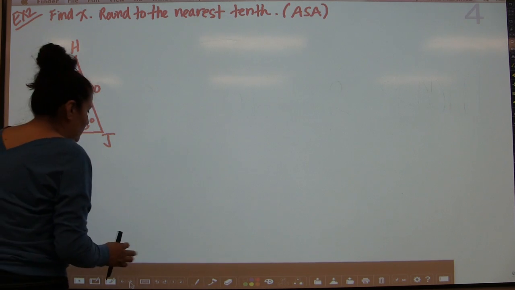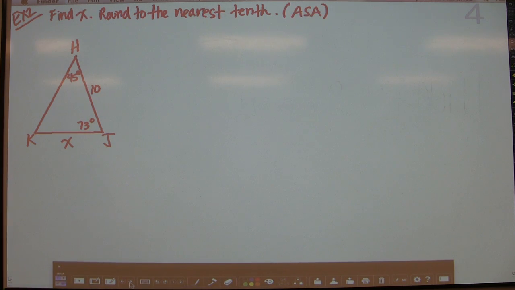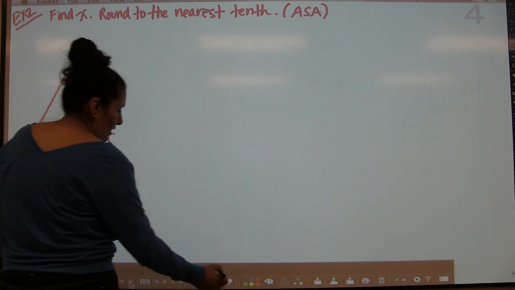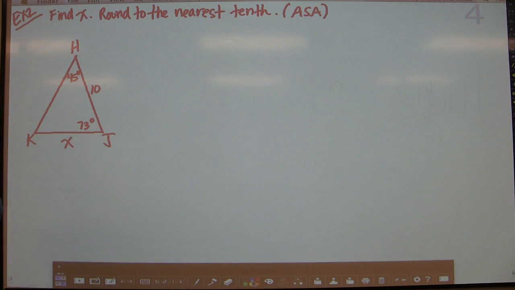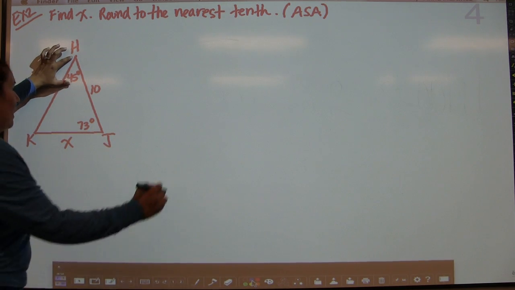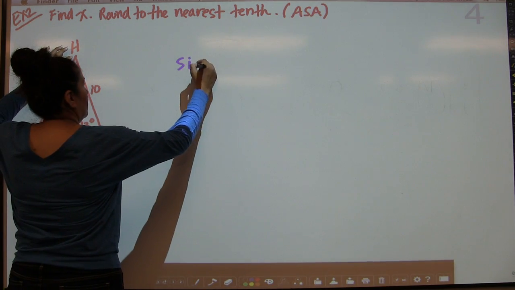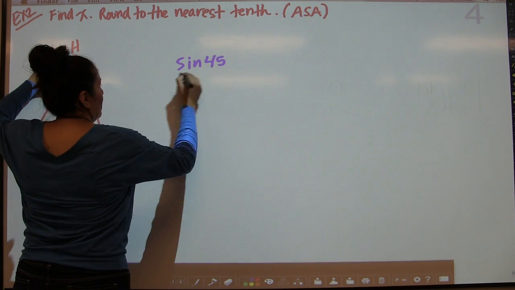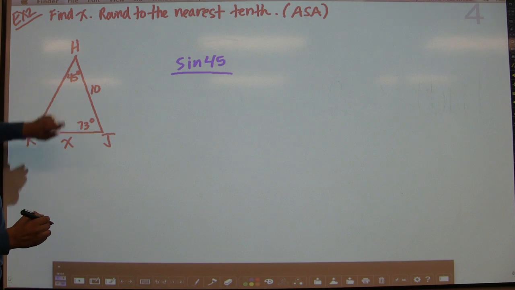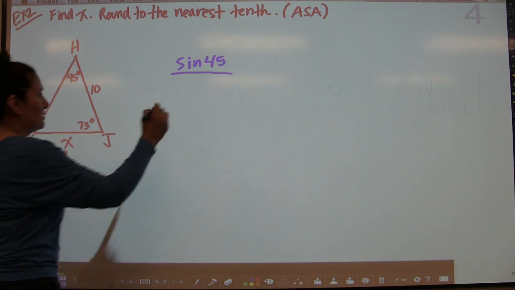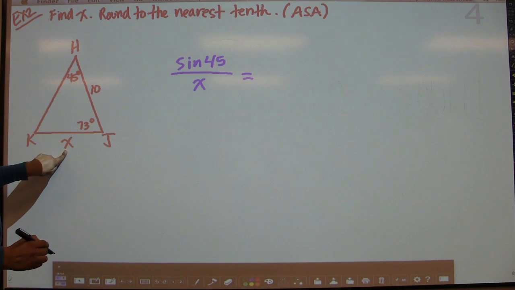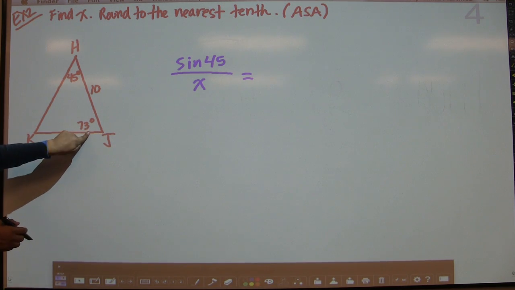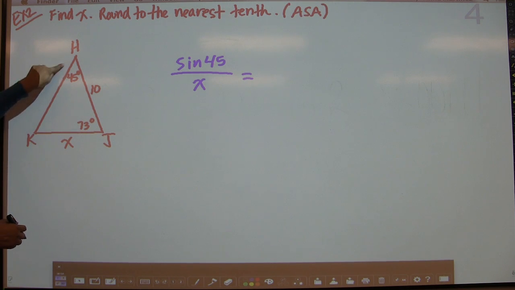Okay, so when that happens, any time you have angle side angle or angle angle side, you want to use the law of sines. It doesn't really matter that they've changed the letters on us. All that matters is that we have our angle, 45 in this case, so we're going to go sine 45, and then you divide it by the opposite side, so that's going to be x. And then we equate it to the other angle that was given, which is 73, but we don't know what the opposite side here is.